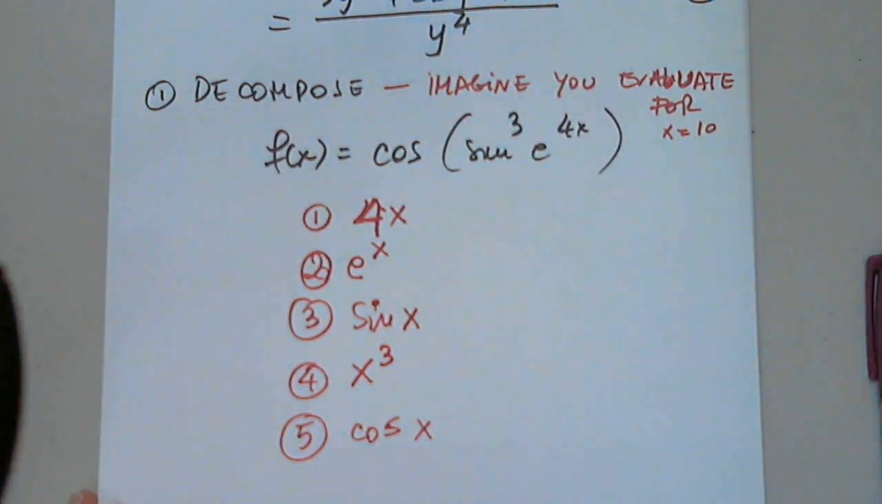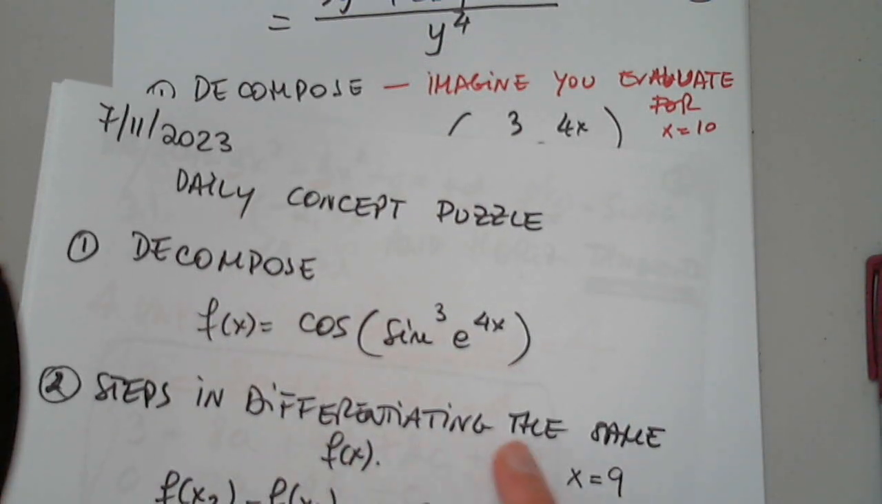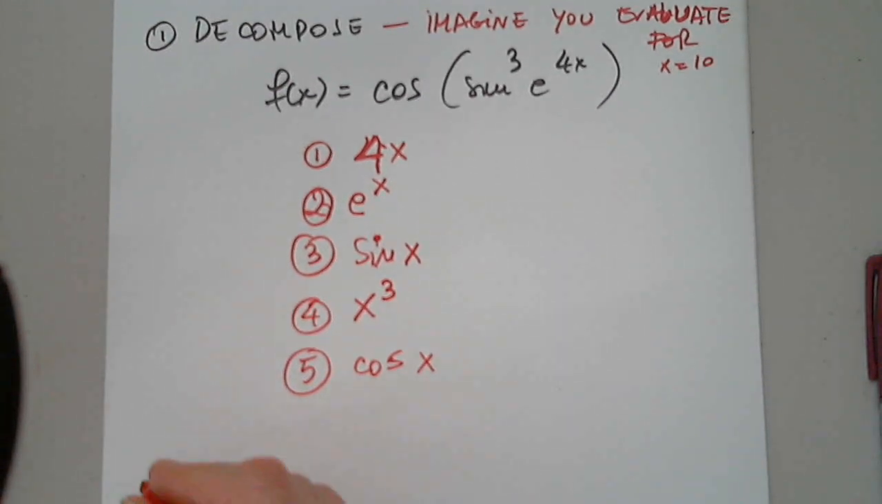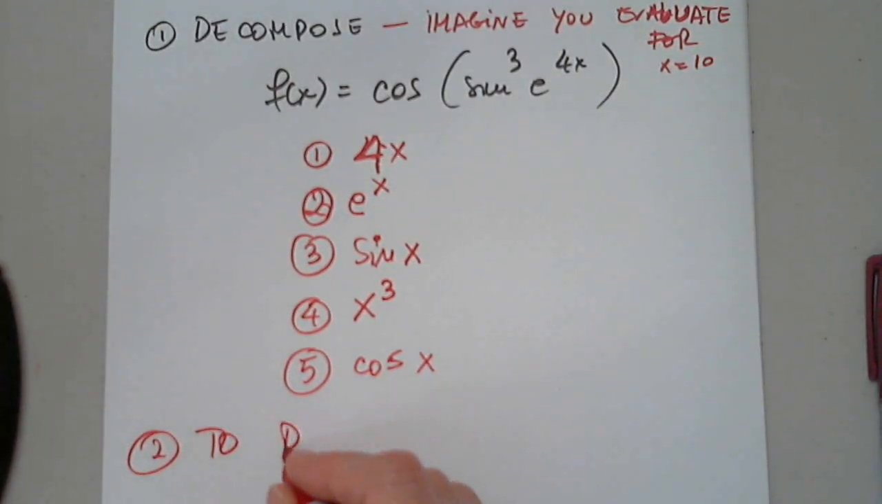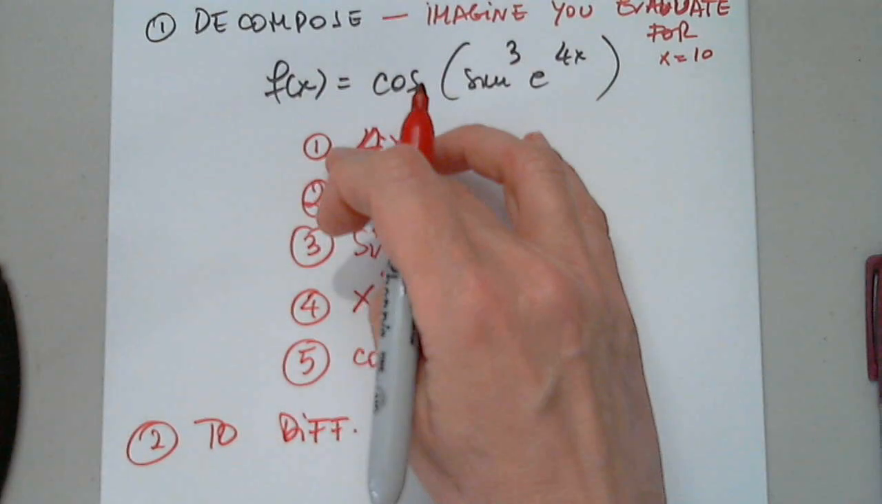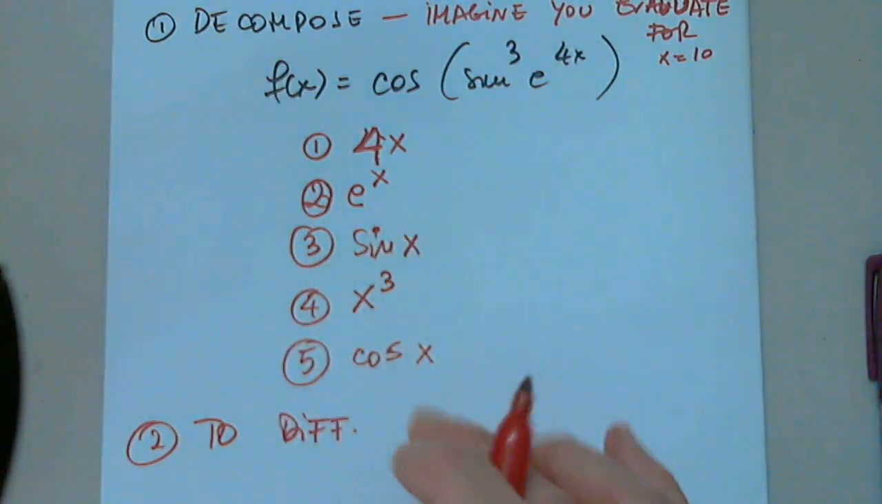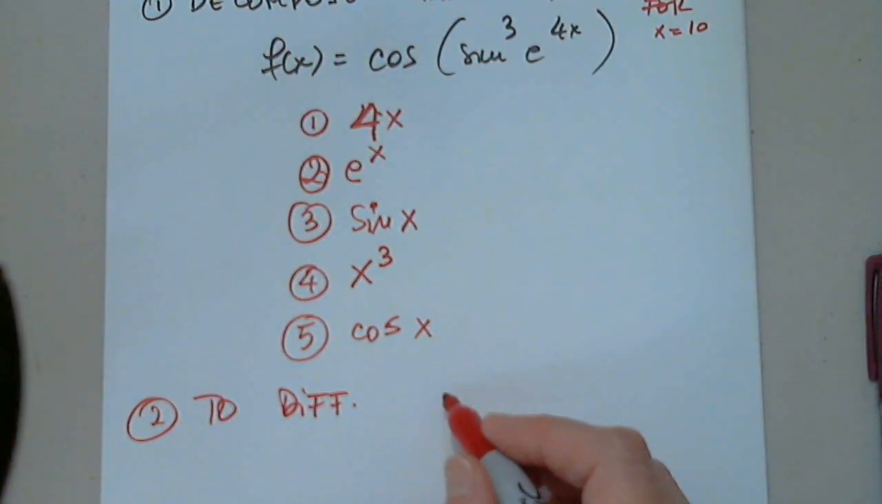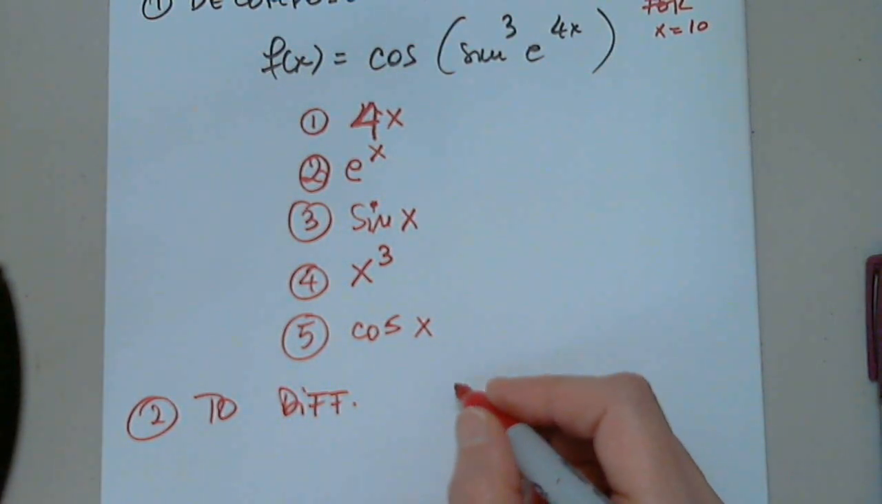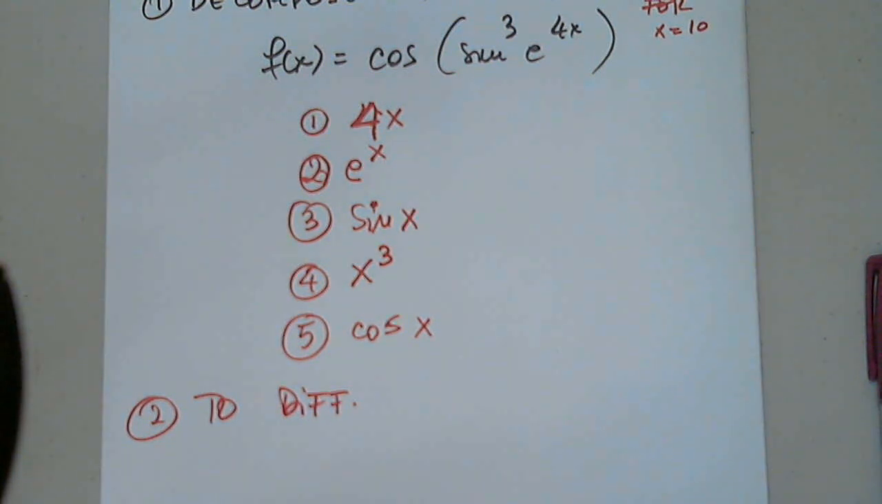Now, the second question that I have here, steps in differentiating this one. So, number 2, to differentiate, just tell me the numbers. So this one's number 1, this is, and so on and so forth. What will you do first? What would you do? Differentiate. Yes. 4x, which is 4. Okay, one more time.